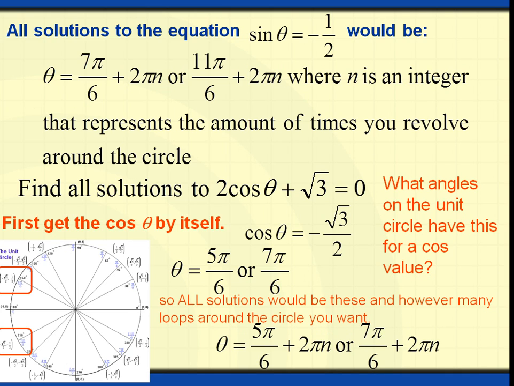So theta would be either 5 pi over 6 plus 2 pi n, or 7 pi over 6 plus 2 pi n, where n represents any integer that would tell you the amount of times you revolve around your circle.